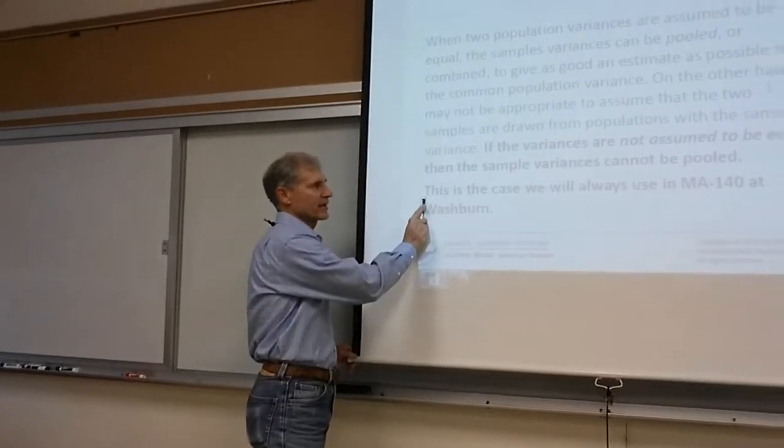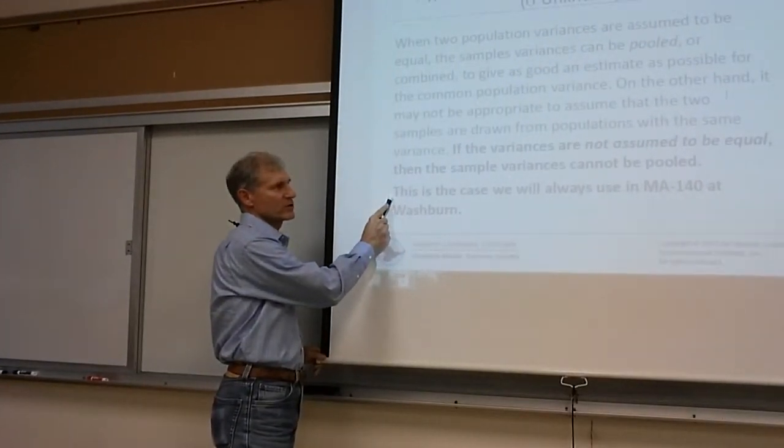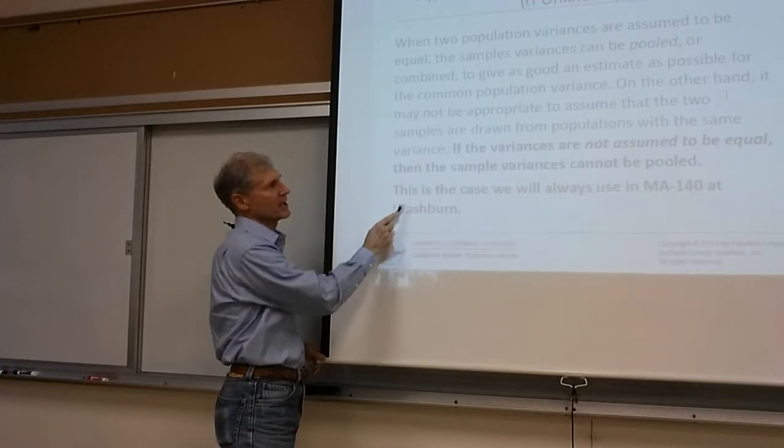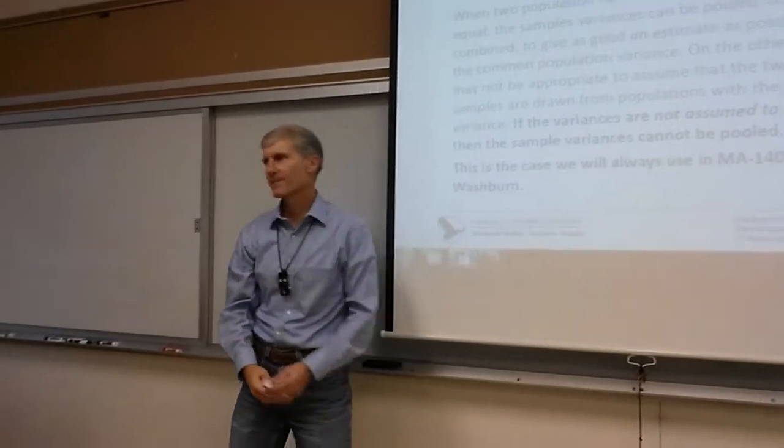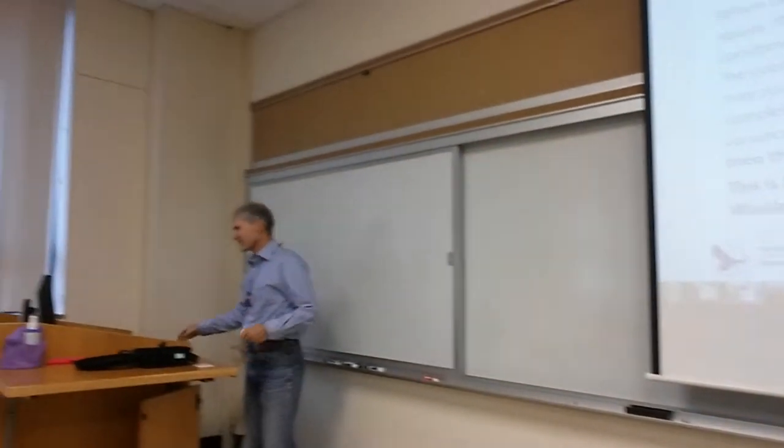So I put that down here. This is the case we will always use in MA140 at Washburn. Variances are not assumed to be equal. So the only thing you have to understand about that is when you go into the calculator and have to answer the pooled yes or no, say no.